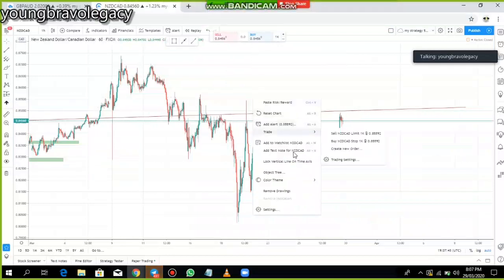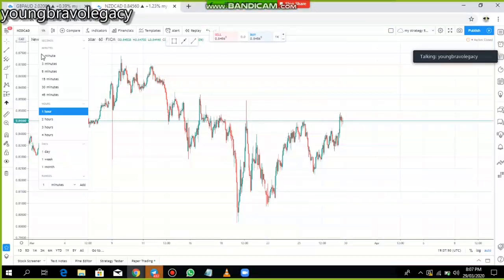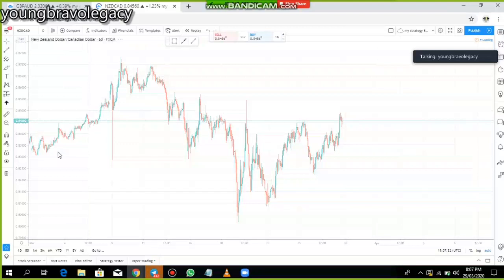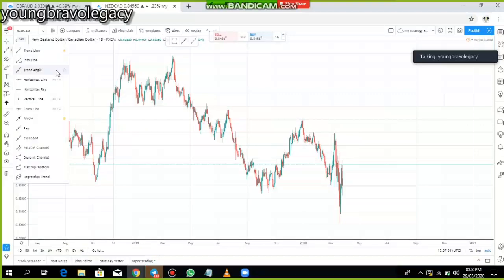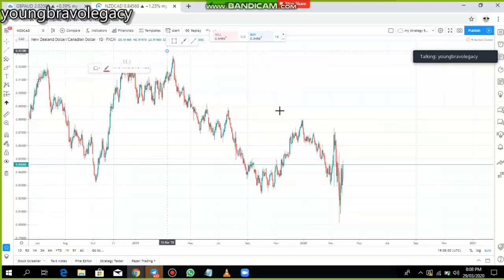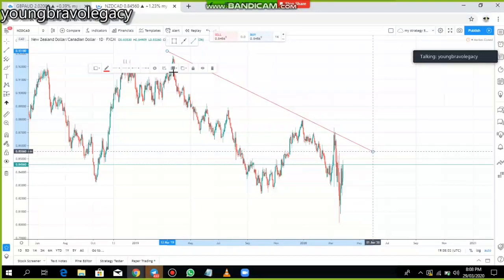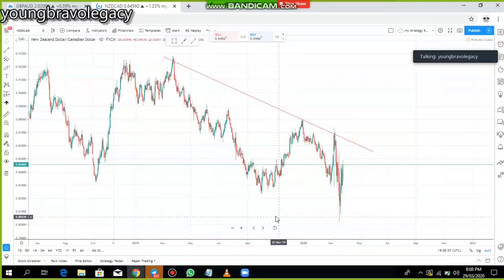NZD/CAD. So let me clear my charts. Let's go back to the daily time frame. Let's see what's happening. Just look at it. Wow, on the daily time frame, we can see we are on a downward trend. Without even staring, we are in a downward trend. That's a very clear downward trend.